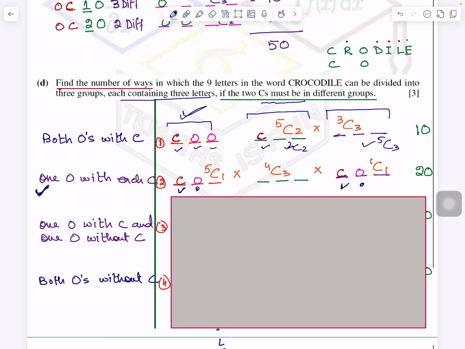Now what is left here? Here you will write 5C1, because out of 5 letters now 1 will fit in here. Then from the remaining 4, 3 will fit in here and 1 will fit in here, right?